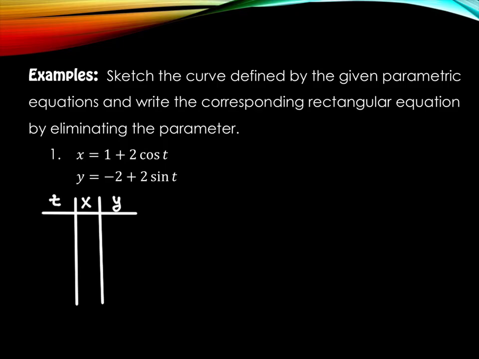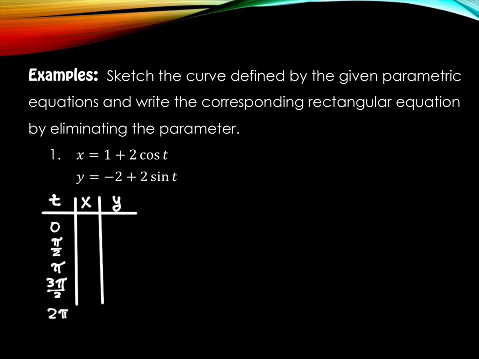These are in terms of trig. So since they're in terms of trig, we really want to find values that are nice for our trig functions to work with. So in particular, I'm going to do things in terms of our unit circle. All right, so I'm going to do 0. We're going to start time at 0. And then we're going to do pi over 2, pi, 3 pi over 2, and 2 pi.